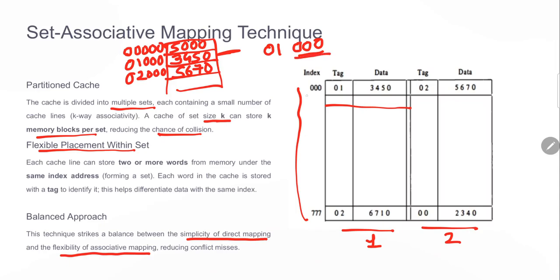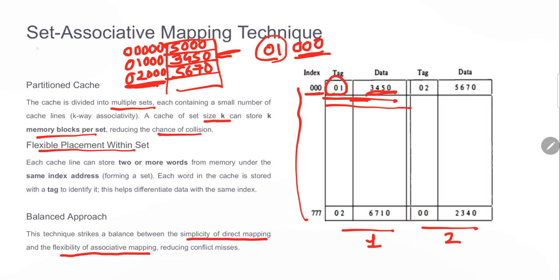So at the 000 index, as you can see over here, we have a tag 01. At that location I have stored this 3450. At the same time, if I want to store one more data in a direct mapping, this can be replaced with the other one, because in a direct mapping we don't have a number of sets. We are having only one memory, we don't have sets. Here we have sets. So if we use a direct mapping and I want to store this data, then this data would be replaced.